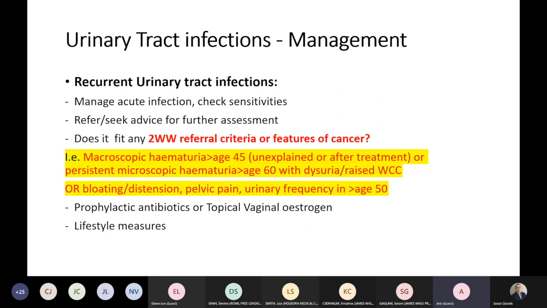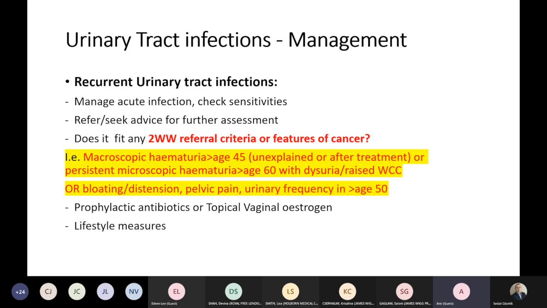It's important with recurrent urinary tract infections to think about whether the patient meets any 2-week wait referral criteria. So do they have any frank hematuria above the age of 45, or any persistent hematuria above age 60, or any features of ovarian cancer, so urinary frequency with pelvic pain? You may want to consider a CA125 and an ultrasound. So it's important to think broadly with patients who present at a certain age with recurrent symptoms, because there may be something structural going on.